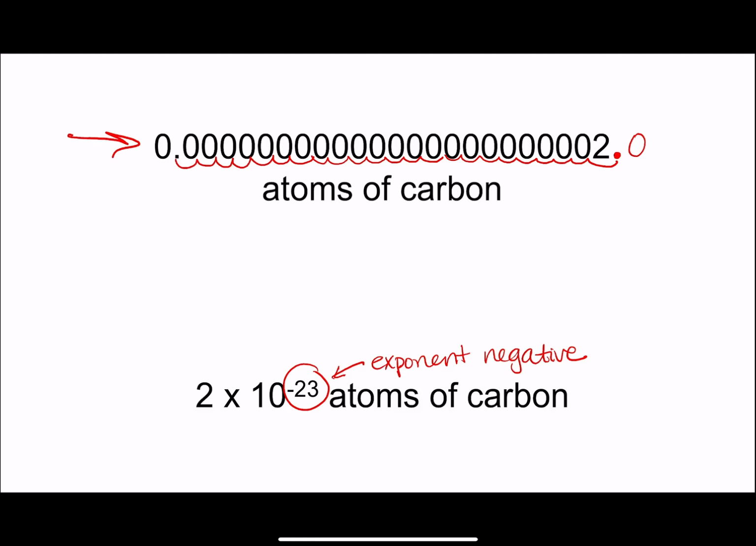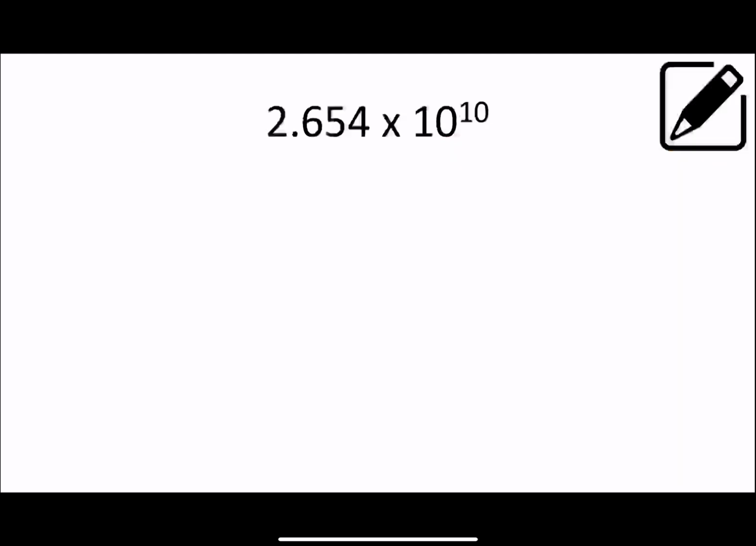So if it's negative, your number is going to be a decimal. If it's a positive exponent, your number is going to be a big number, a whole number. Okay, so here's an example. What I would suggest is just pause it here for now, try it on your own, and then once you're ready, just play the video again and see if you get the right answer. So pause it right here.